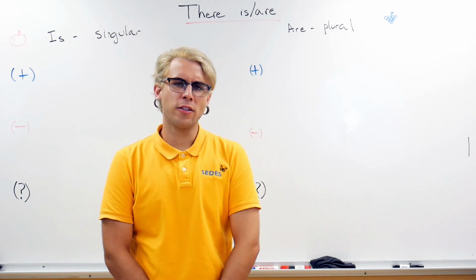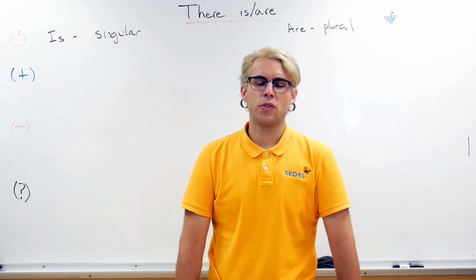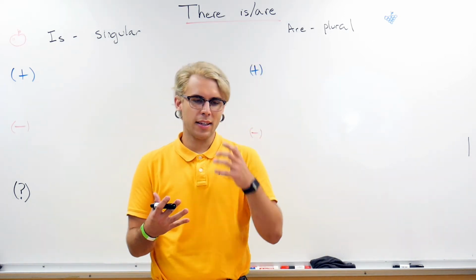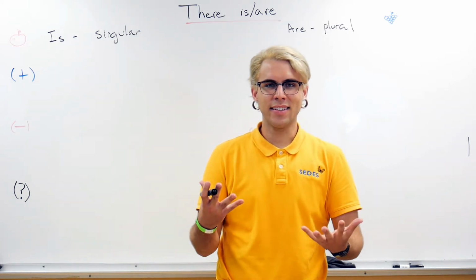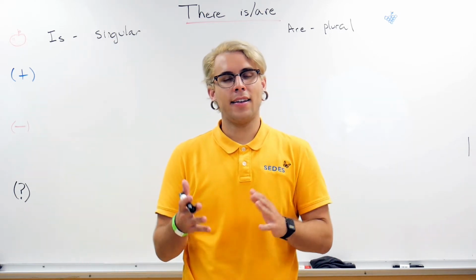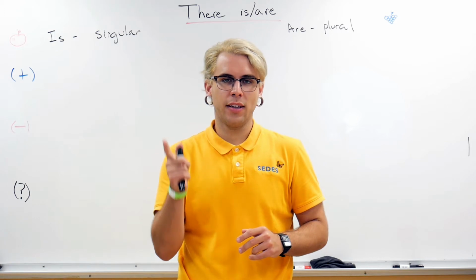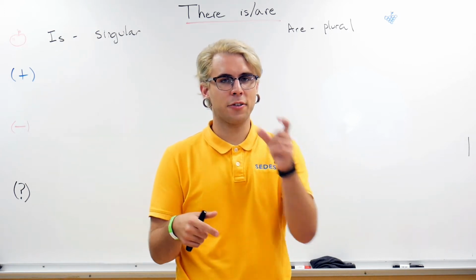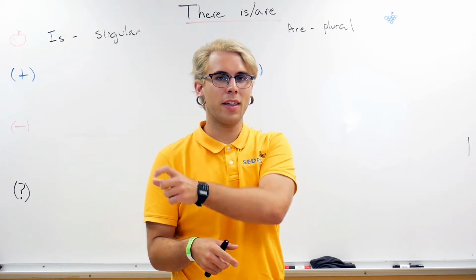Today we're learning how to use there is and there are. We use there is and there are to talk about something that exists, or something that is true, or something that is real. And there are two options you can use after the word there: is and are. So there is or there are.